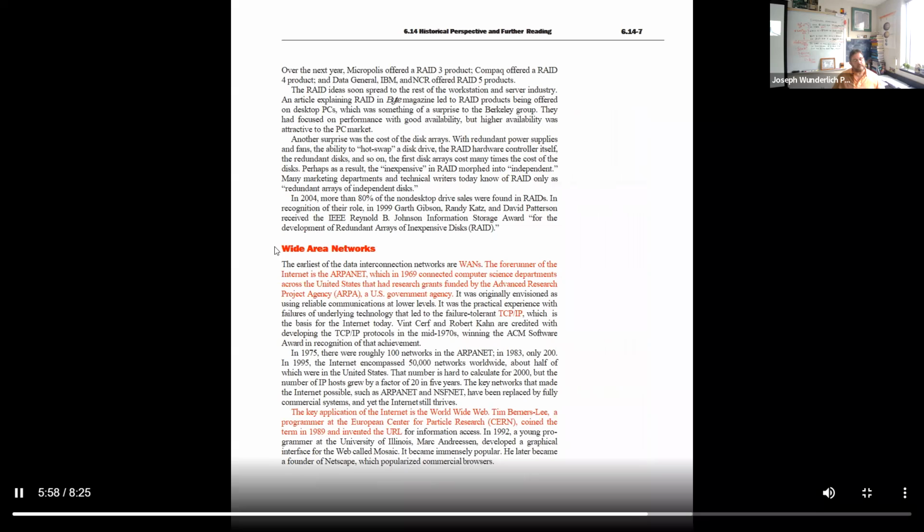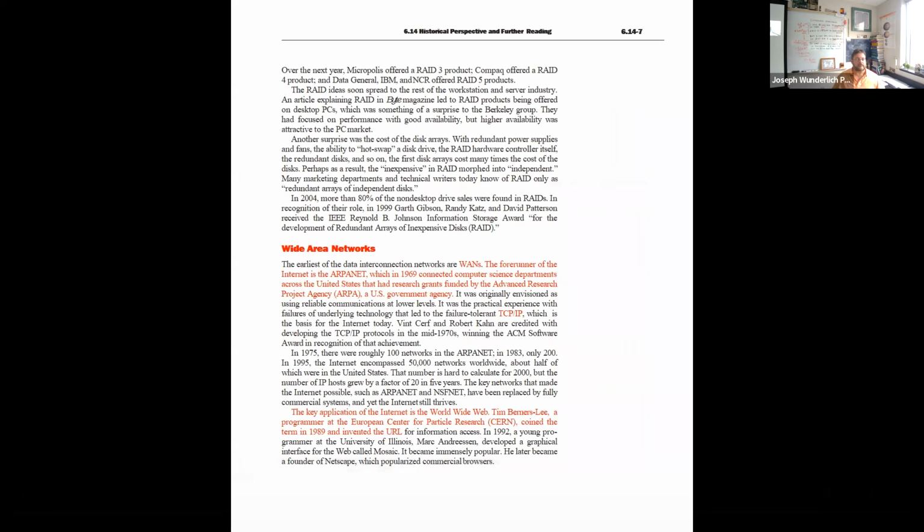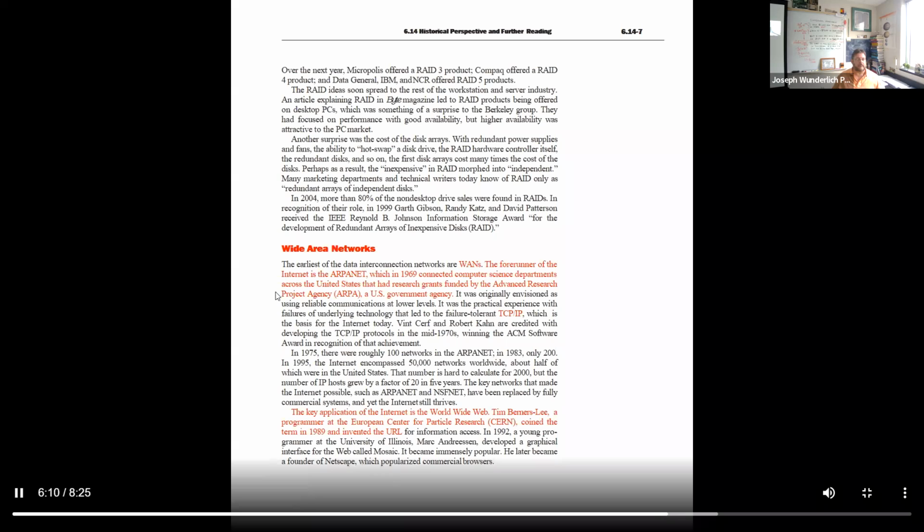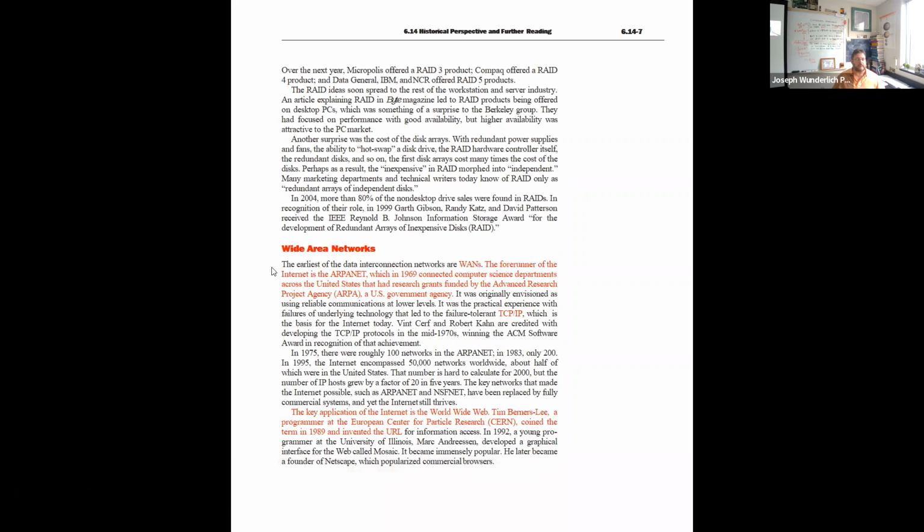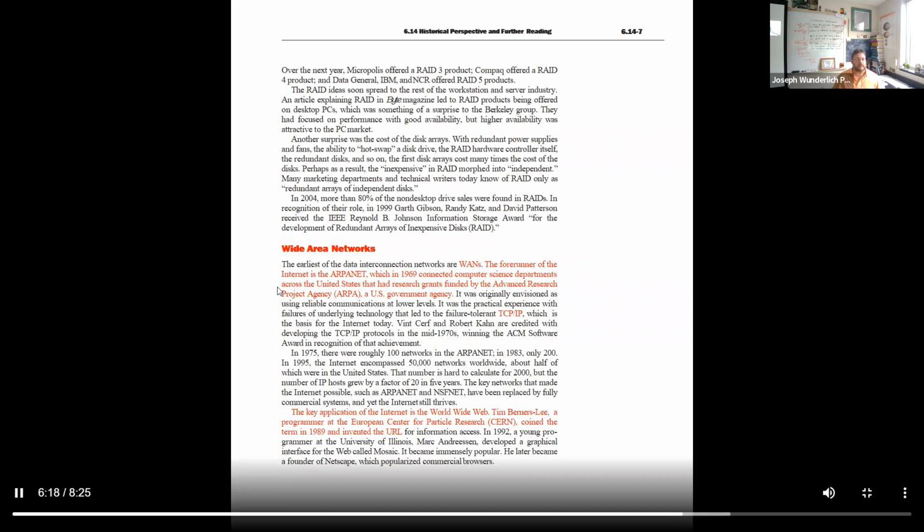The chapter also has a little bit about networking here. So wide area networks, WANs versus LANs. In the beginning of the wide area networks was the ARPANET, a military Cold War connectivity between a number of universities in the United States, funded by ARPA, a military government project. And TCP/IP was the protocol for how information was broken into packets and delivered.